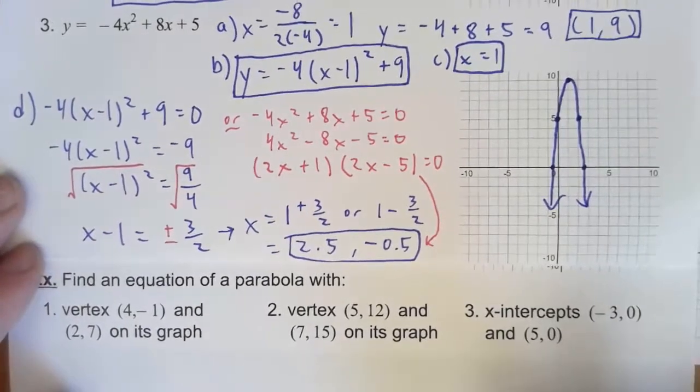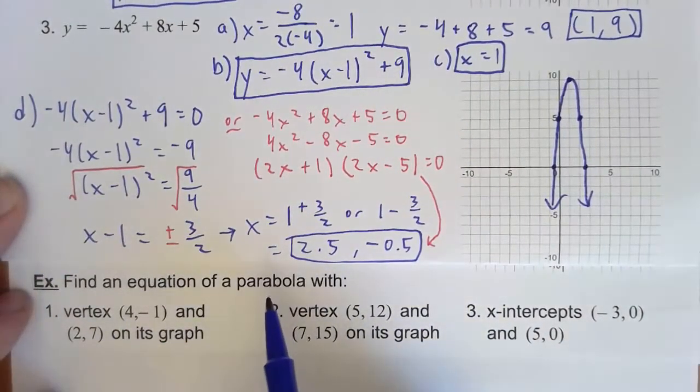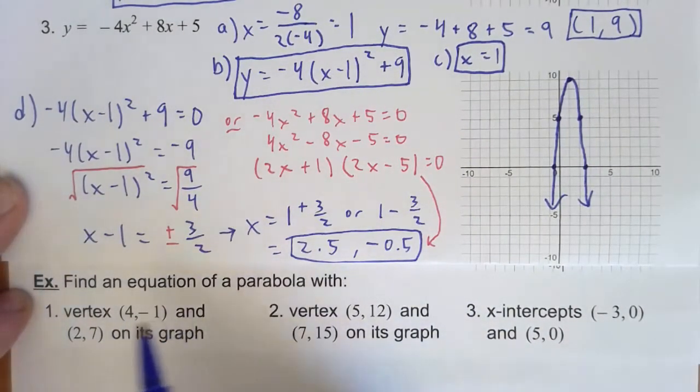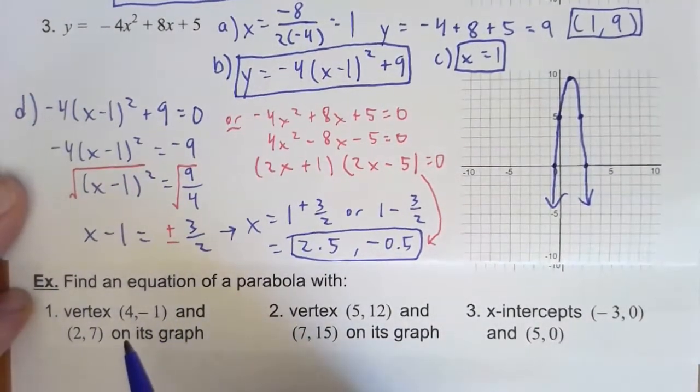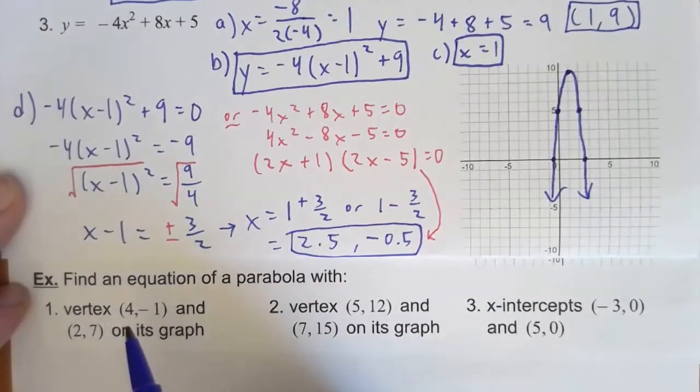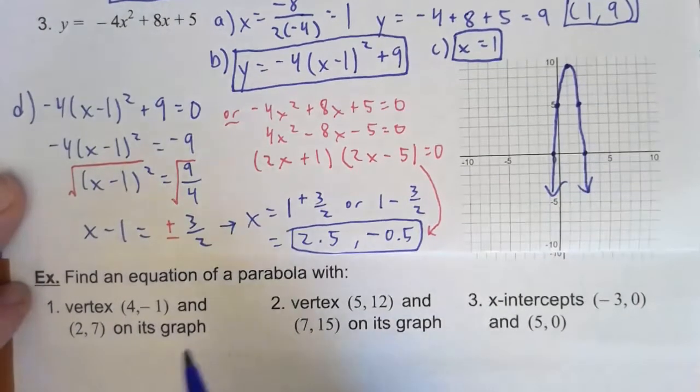So now let's take a look at this problem here. We want to find the equation of the parabola. Notice it just says an equation. It doesn't say what form we have to use, so we can pick our form. Well, if they tell us the vertex, how about we start with vertex form?